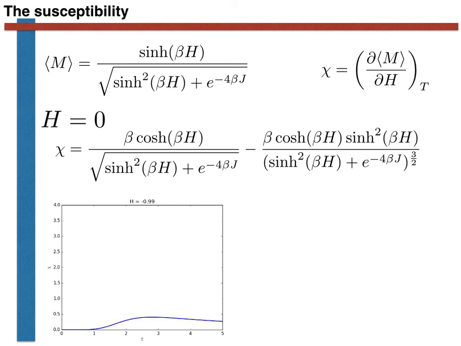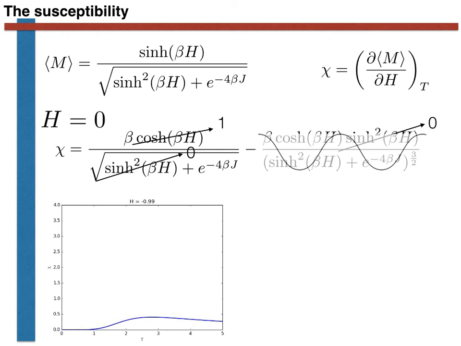When h is set to 0, the expression simplifies considerably, as the hyperbolic sine in the second term is equal to 0 when h equals 0. We can thus neglect this whole second term. Meanwhile, in the first term, the hyperbolic cosine of beta h is equal to 1 when h equals 0, and the hyperbolic sine is equal to 0 when h equals 0.